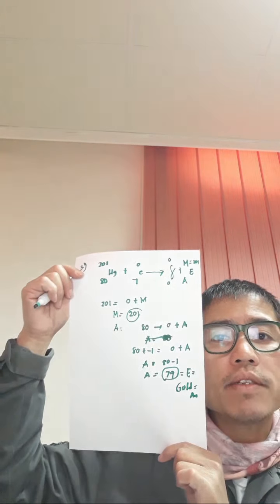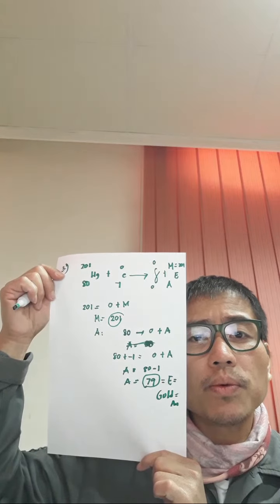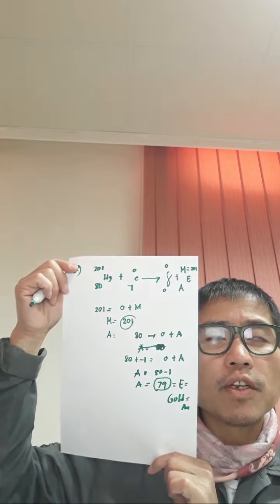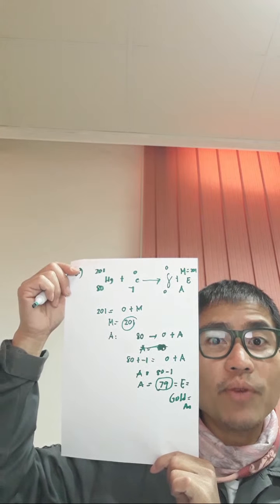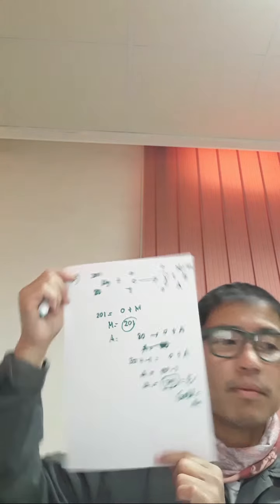This is gold. Gold, or Au. So in number 3, the element we found is gold, or Au, from aurium and auric. Okay, like that. So this is gold. Okay, number 4.